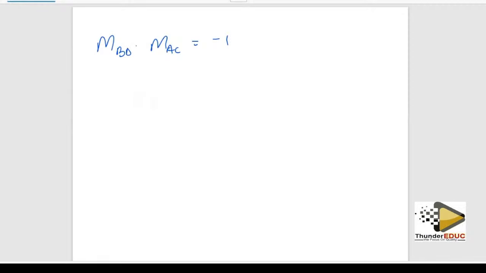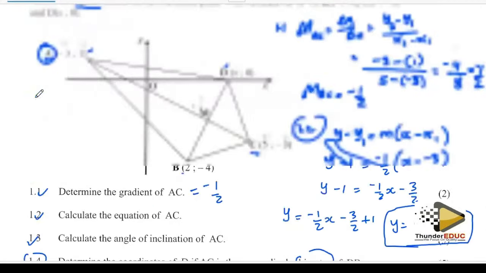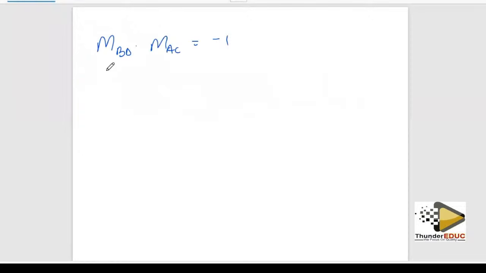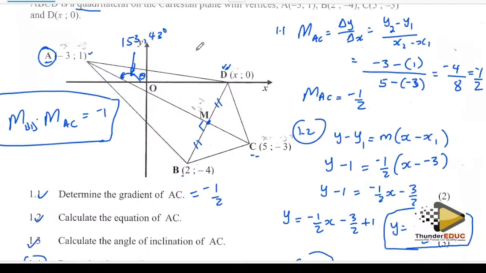So since I know that the coordinates of B and D will be x, 0 and 2, -4, I can still apply my change in y for BD. And I already have the gradient of AC, so I'll just replace it as -1/2. It must give me -1. So I'm gonna let this be my x2 and then my, why not 1?